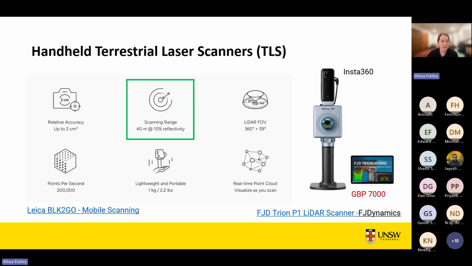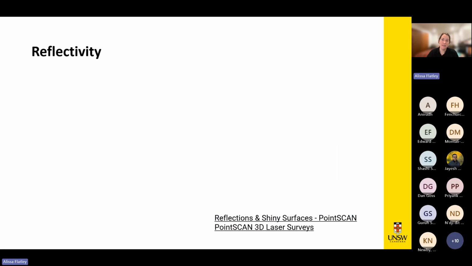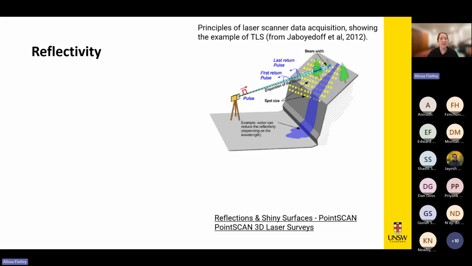So this says it's got a scanning range of 40 meters at 10% reflectivity. And what that means is essentially that every object that is being scanned has a reflectivity about it. So highly reflective objects such as stainless steel or polished surfaces are going to be a challenge when you're completing a 3D laser survey.